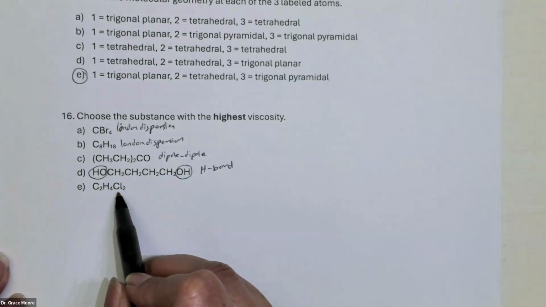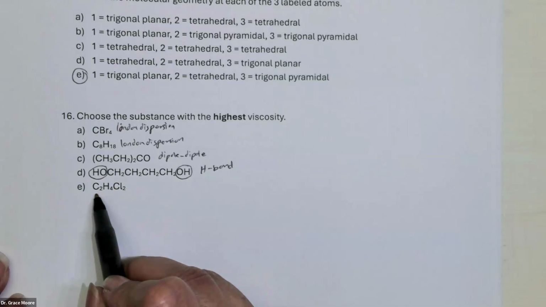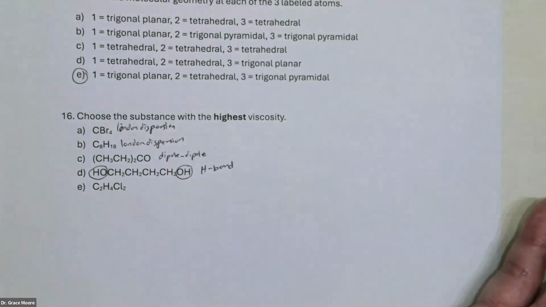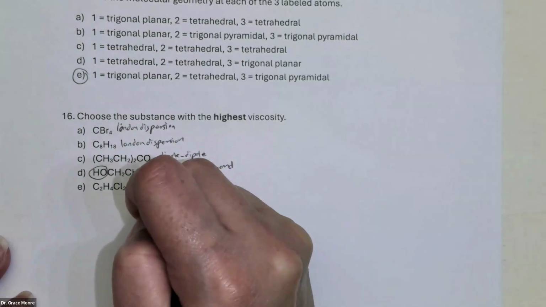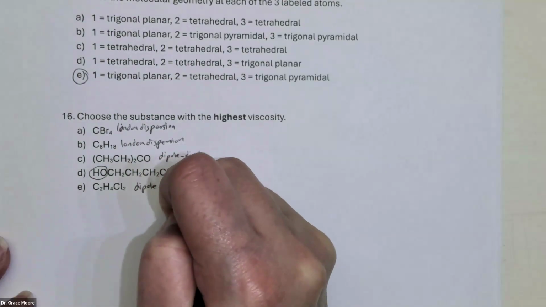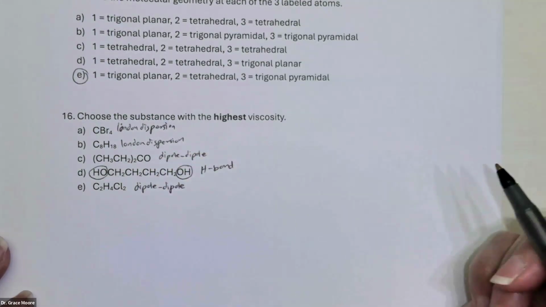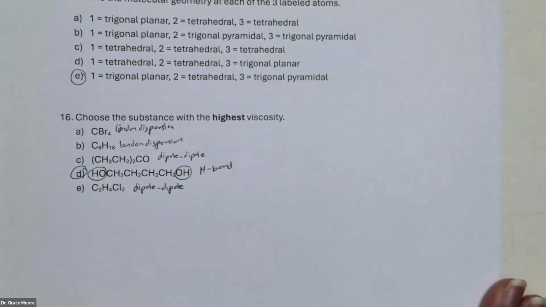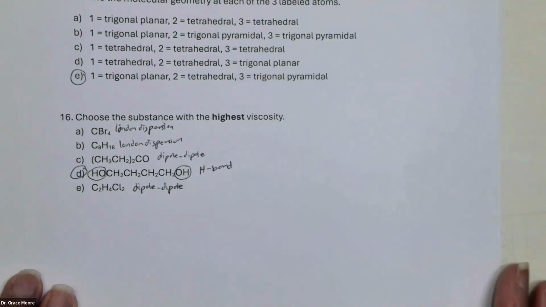Let's take a look. C2H4Cl2. The fact that we have C2H4Cl2, these are all stuck to the carbons. So that means it's going to be somewhat polar because we have C-Cl, depending on where it's bonded. So this one also has dipole-dipole, but it's not hydrogen bonded. So hydrogen bonding is the one that's going to be the strongest and the most viscous.